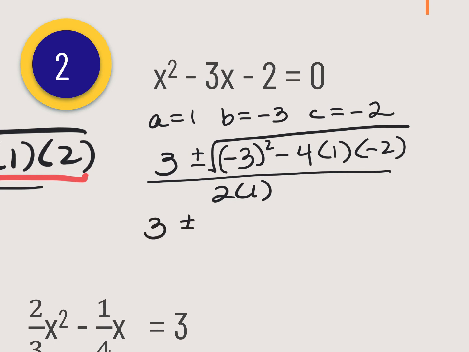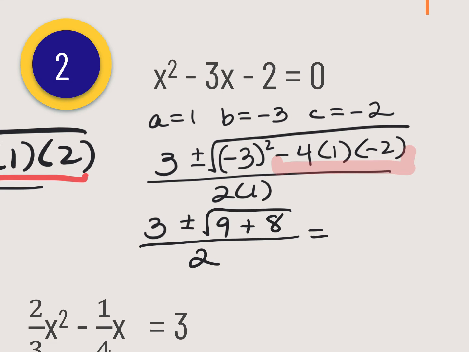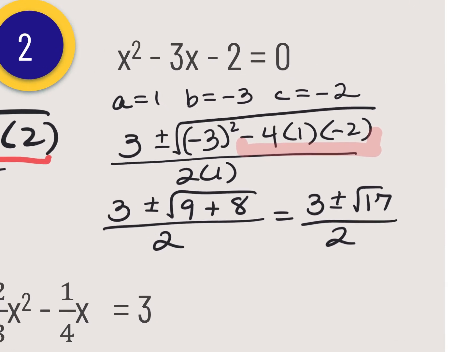So 3 plus or minus negative 3 squared is 9. And again, I'm going to multiply this as negative 4 times positive 1 times negative 2, and I get positive 8. And then over the 2 times 1, I'm going to add what's under my square root symbol, and I get 17. 17 is prime. I can't break it down, so I'm finished. Again, remember, for WebAssign, you're going to pull it apart. And this is what x equals.